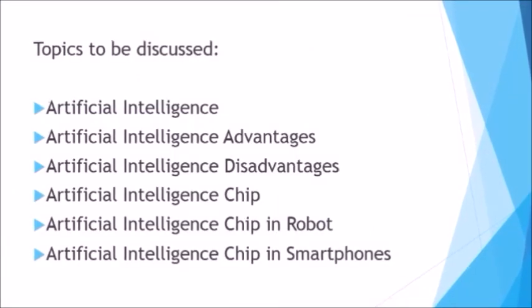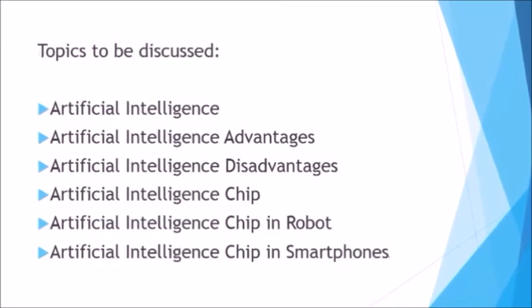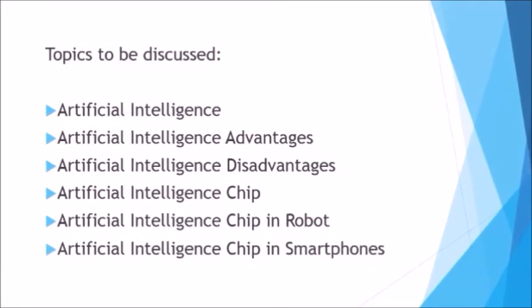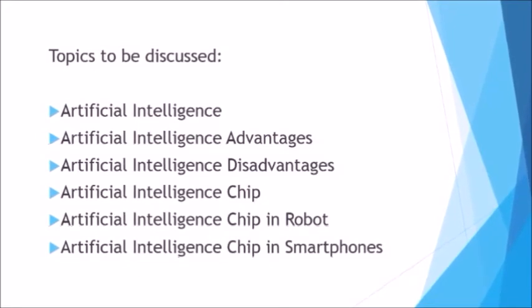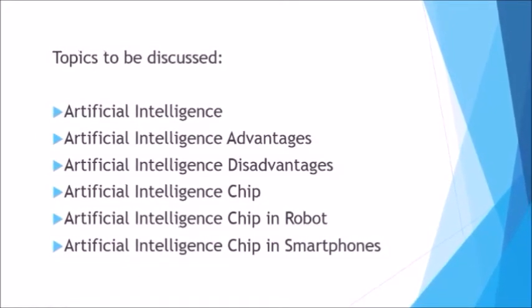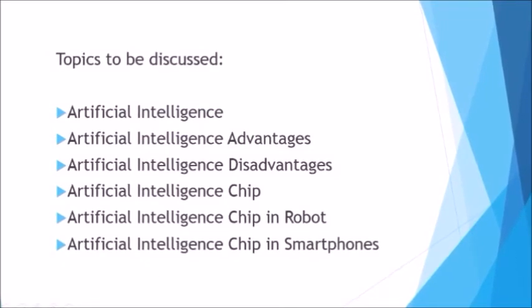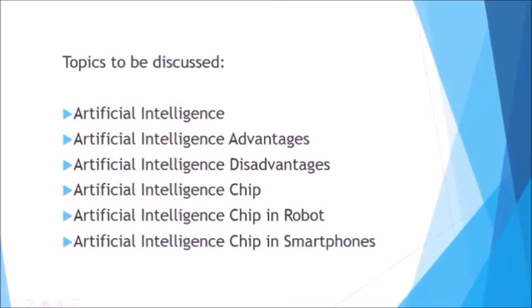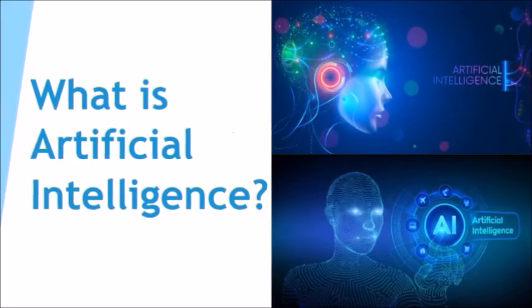The topics to be discussed are artificial intelligence advantages, artificial intelligence disadvantages, artificial intelligence chip in robot, and artificial intelligence chip in smartphones. What is artificial intelligence? Artificial intelligence or AI is an area of computer science that emphasizes the creation of intelligent machines that work and react like humans.